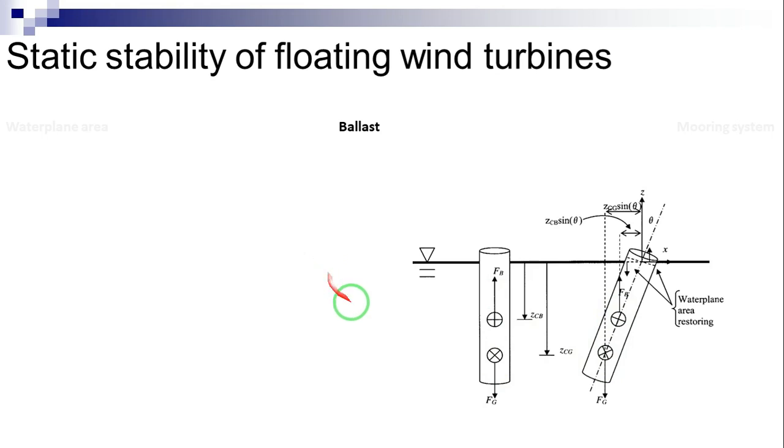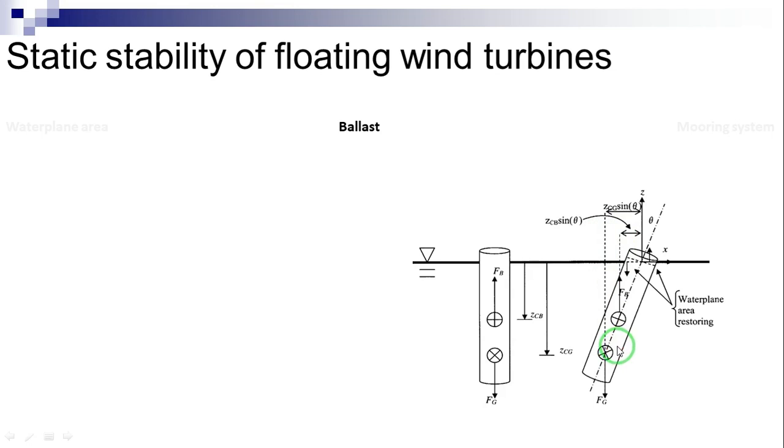As shown in this figure, when the system is offset in pitch, the buoyant force acting on the center of buoyancy creates a moment about the origin, and the gravitational force acting on the center of gravity creates a moment in the opposite direction about the origin. For a freely floating structure, the gravitational force is equal to the buoyant force, and the vertical distance between the center of buoyancy and the center of gravity results in a net moment that has the tendency to restore the system to its vertical position when the system is offset in pitch.